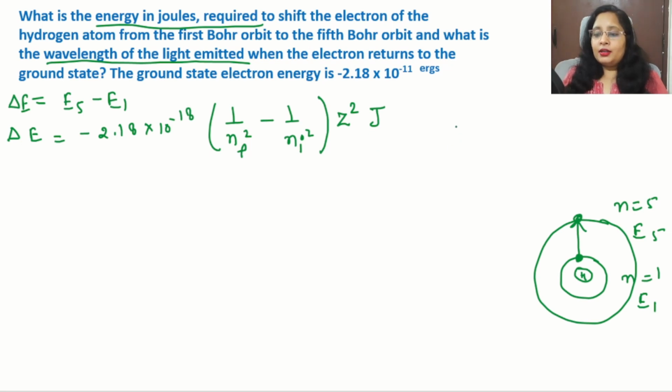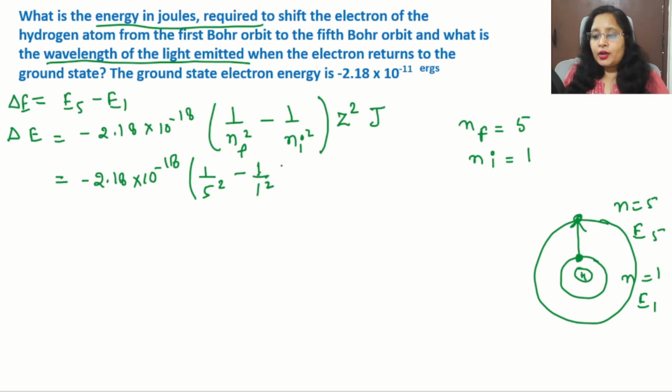Here n final means the final state of the electron. Finally electron reached to fifth orbit. So it will be 5. And n initial is the initial state of the electron, that is first orbit. Here in this electron is going from first orbit to fifth orbit. So these are the values. Z is the atomic number of the hydrogen atom. It will be 1. Now put the values: minus 2.18 into 10 to the power minus 18, 1 upon n final is 5 square, minus 1 upon 1 square, n initial is 1 and Z value is 1 square, joule.